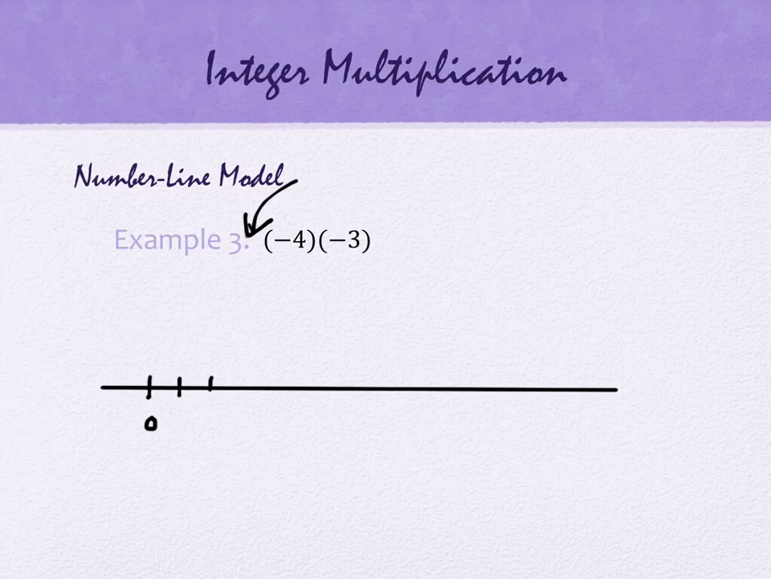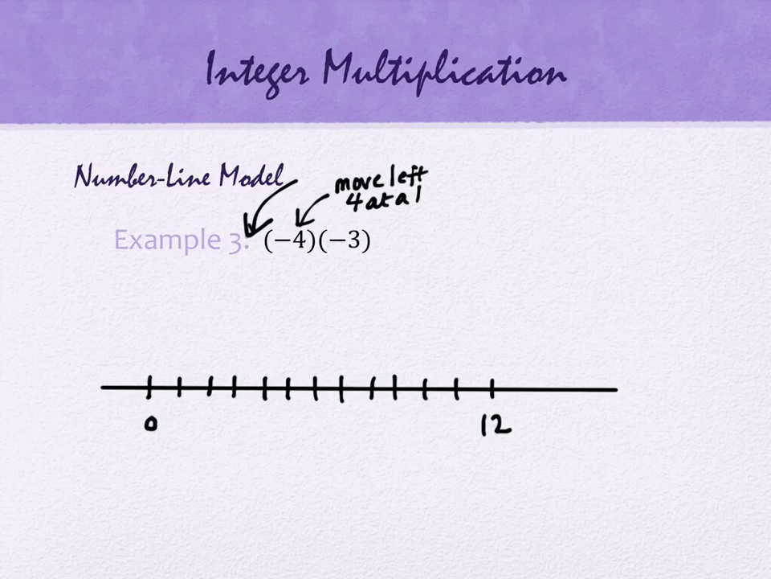So we're going to put in 0 here, and I'm going to count out 12 to the right, okay? And then we're going to talk about what the -4 and the -3 mean in terms of this model. This -4 means that we're going to move left, that's why it's negative, 4 at a time. So that should sound okay to you. You're making jumps to the left, and you're doing the jumps 4 wide at a time. Okay?